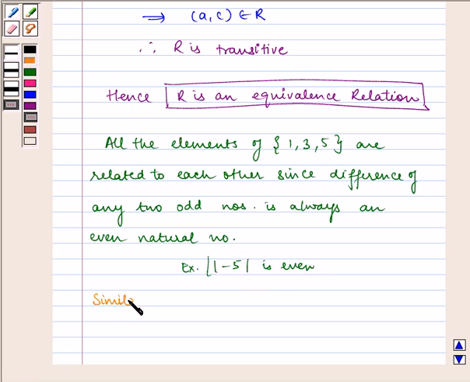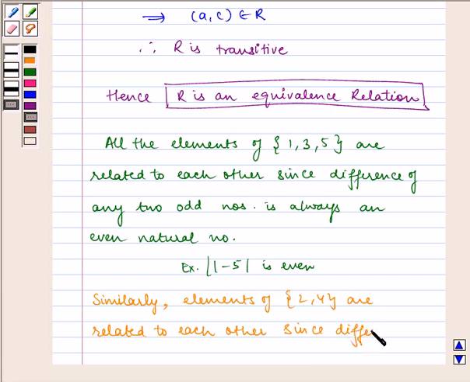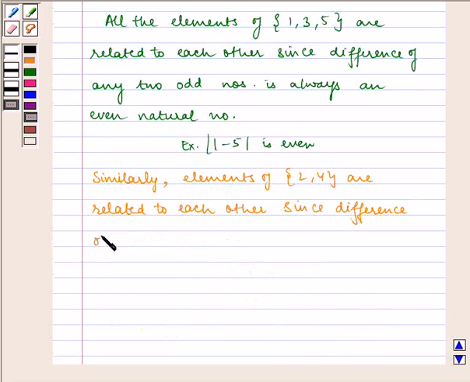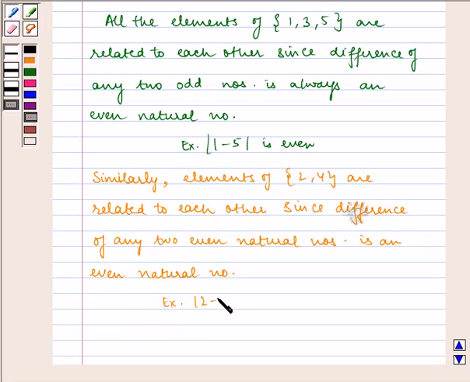Similarly, elements of the set {2, 4} are related to each other since the difference of any two even natural numbers is an even natural number. For example, |2 − 4| or |4 − 2| is even.